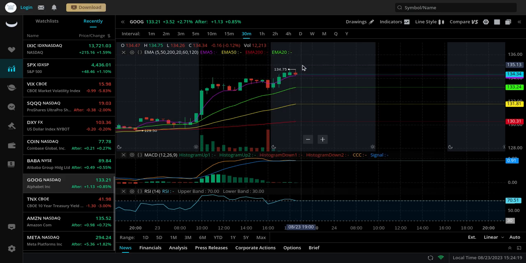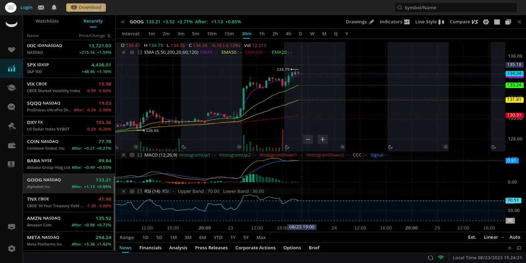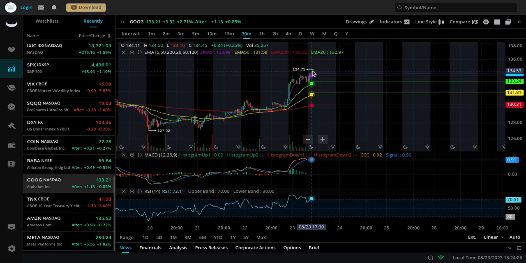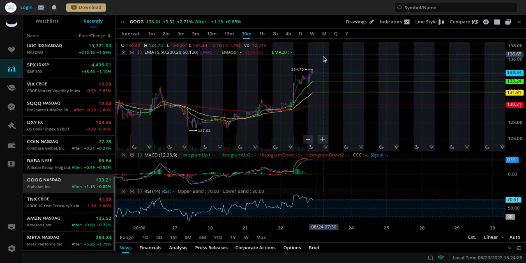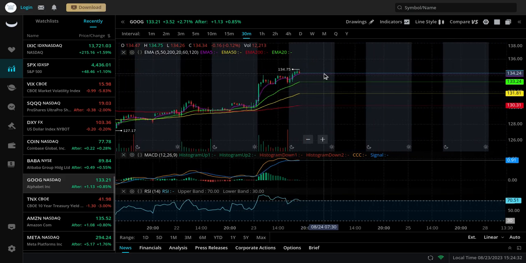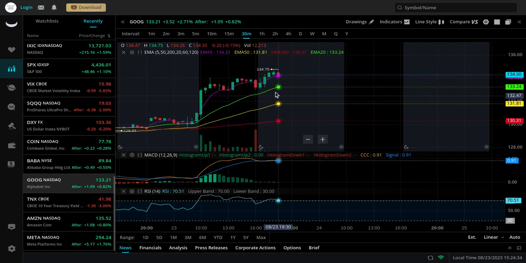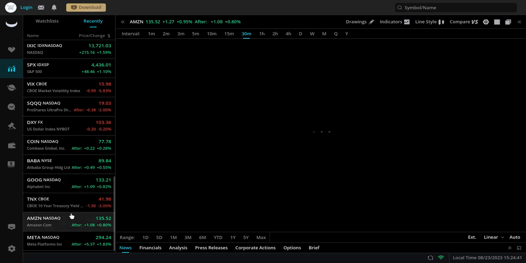For Google, watch 135 breaks. Sorry about that, guys. 135. If that breaks, you're going to be watching 136 flat. Watch for a potential rejection around there. If it comes back down, watch the breakout to be retested around 133. Then there's 132 below that, and a bounce after that could be very probable. That seems very possible for Google, so watch it very carefully just to be safe.